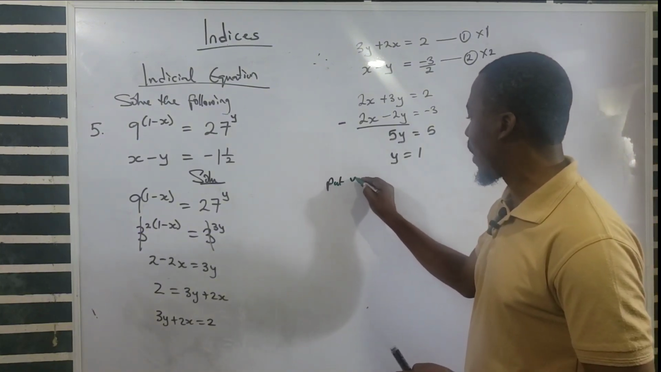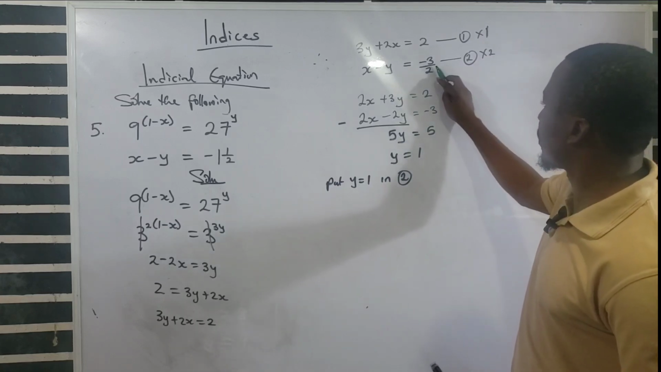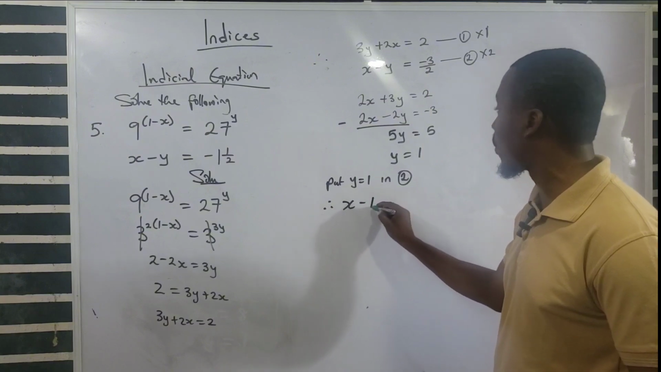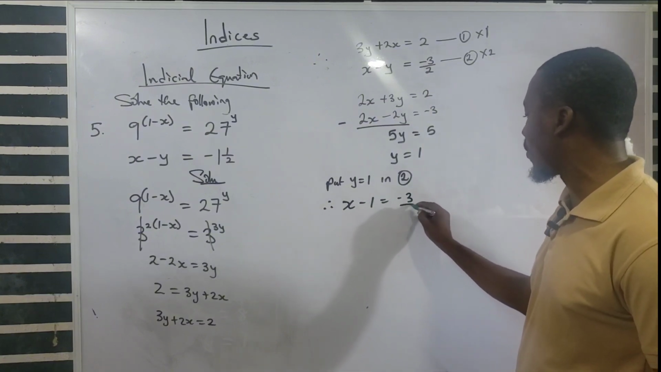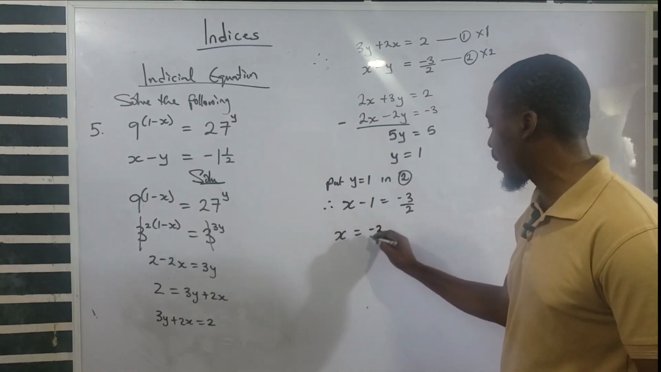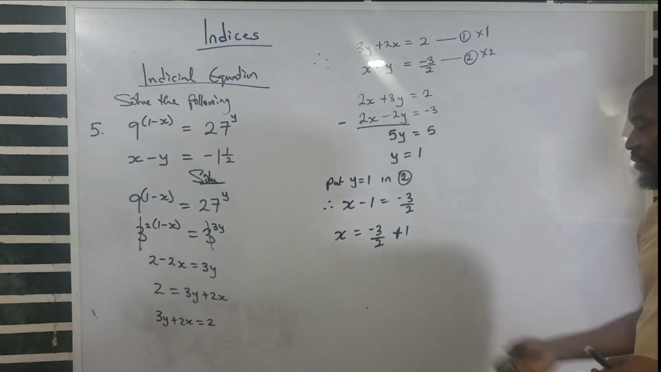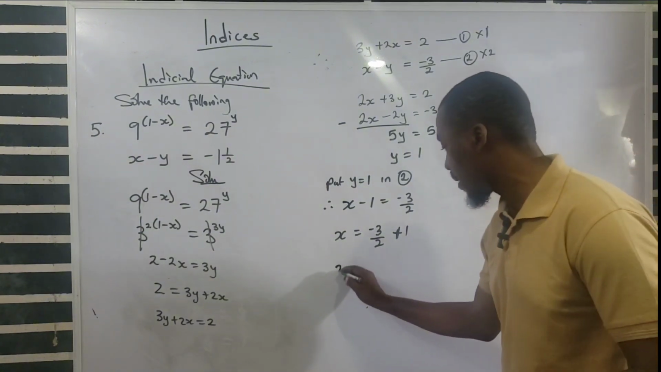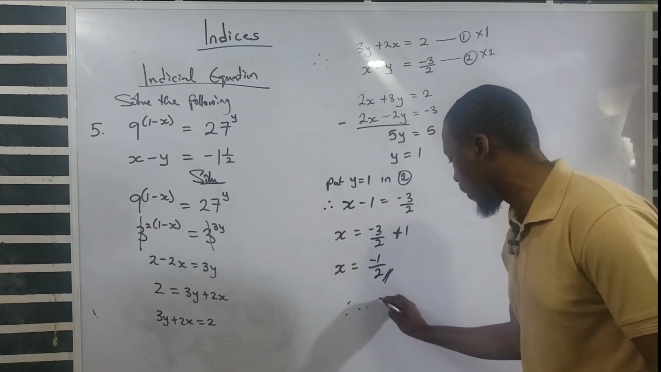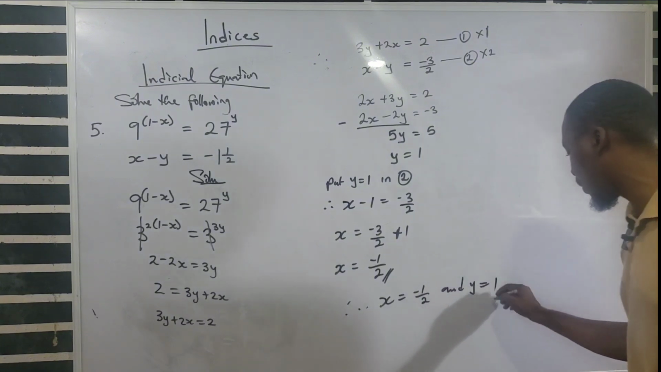So put y equals 1 in 2. Anywhere I see y, I replace it with 1. So I'll have x minus 1 equals minus 3 over 2. So this one coming over here, I have x equals minus 3 over 2 plus 1. If you're allowed to use a calculator, you press and get your answer, which will give you x equals minus 1 over 2. So therefore, x equals minus 1 over 2 and y equals 1.